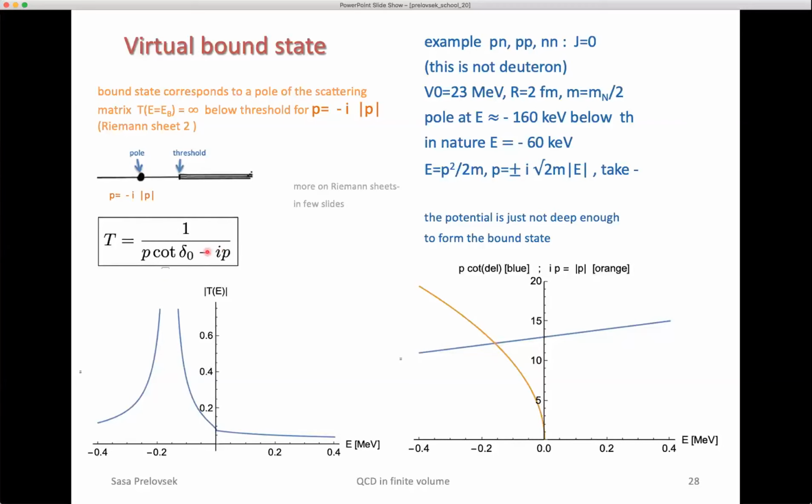If you do this simple calculation, and plot this, and this, let me answer this way. Energy is p squared over 2m. And if energy is negative, which is the case for both a real bound state and a virtual bound state, you have two possibilities for p, right? To get this negative energy, plus or minus. Yes. And for a real bound state, it turns out that the pole happens at p equal to plus i times something positive. And for a virtual bound state, the pole happens for negative imaginary p, right?